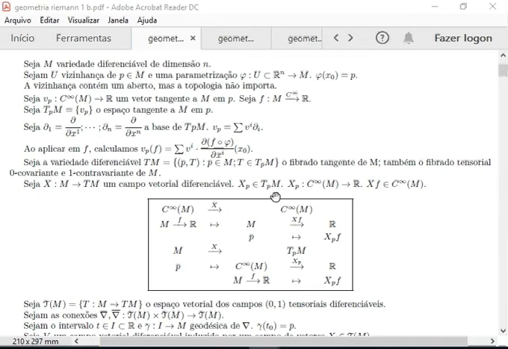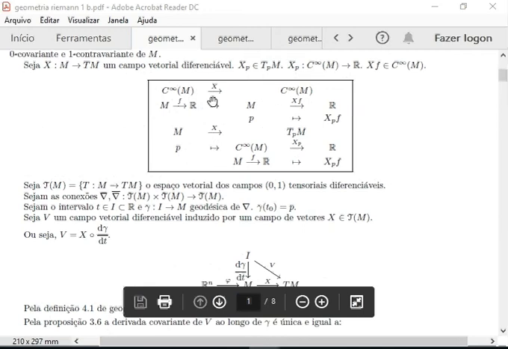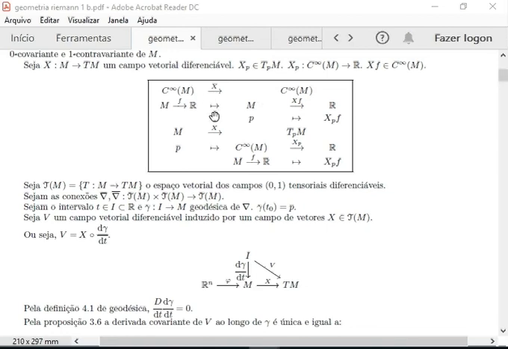Xp is in TpM at point P. Xp is a function from C^∞ of M to R. X applied to F is a function which belongs to C^∞ of M. See the diagram. X goes from C^∞ of M to C^∞ of M. It maps F from M to R to XF from M to R. XF maps P to XpF in R, P in M.